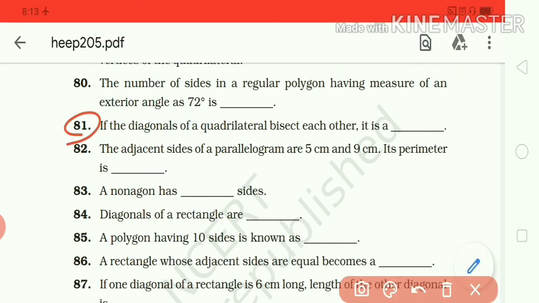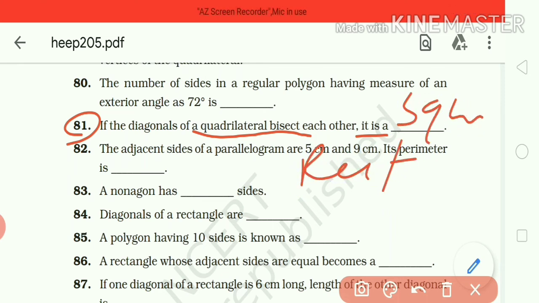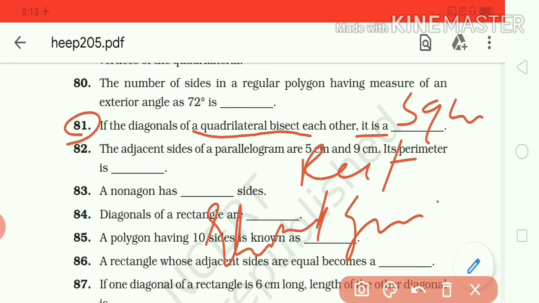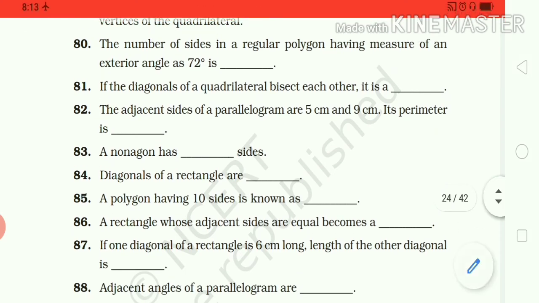Now question number 81. If the diagonals of a quadrilateral bisect each other, it is a, okay, you know, when the diagonals bisect each other, there are many cases. It can be a square, right? It can be a rectangle, it can be a parallelogram, it can be a rhombus. All the 4 possibilities are there.